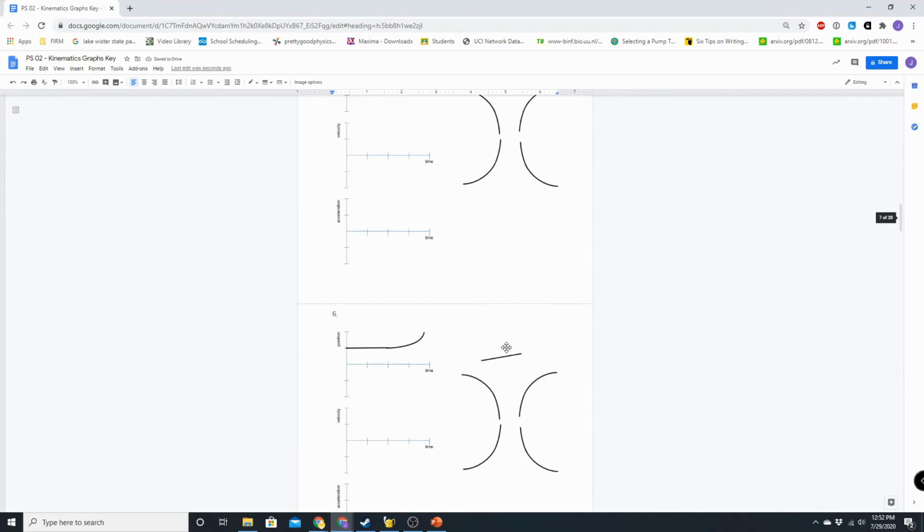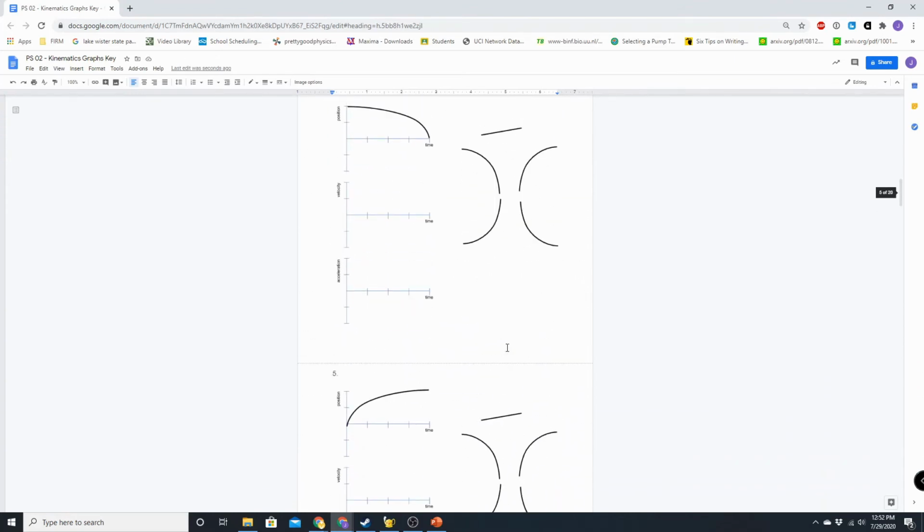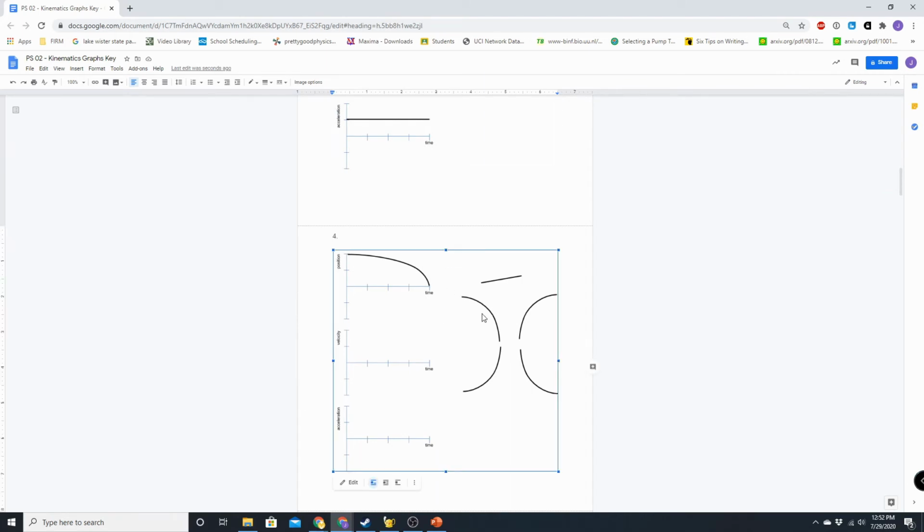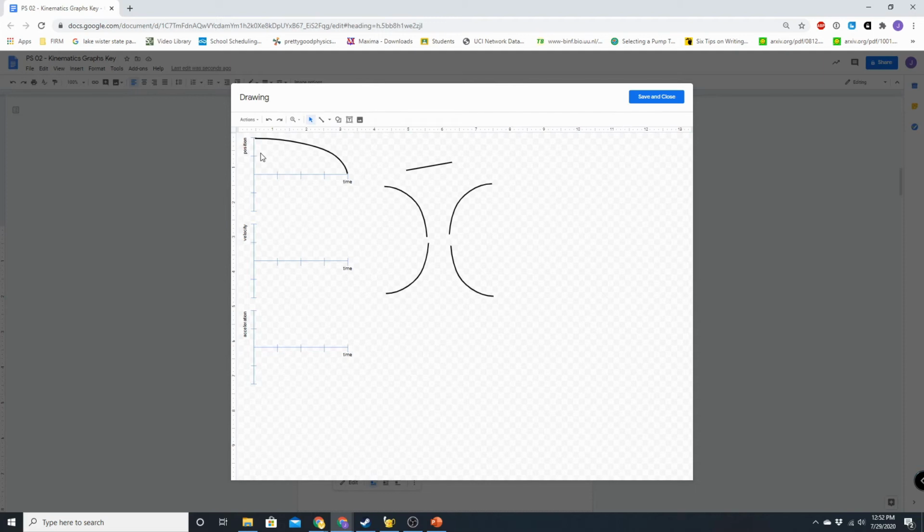Let's do another one here. We'll do the one right below it. Let's think first about what this position graph means. First, we're starting at a large positive value and moving towards 0. Maybe that means this object is starting on the right-hand side and moving towards the center. So that means it's moving towards the left. Right?